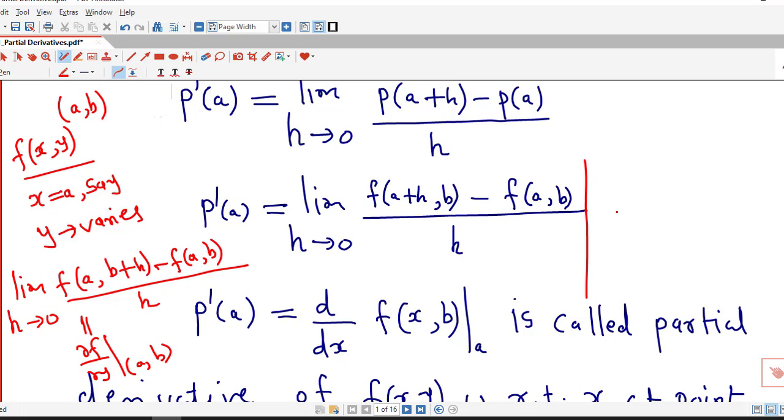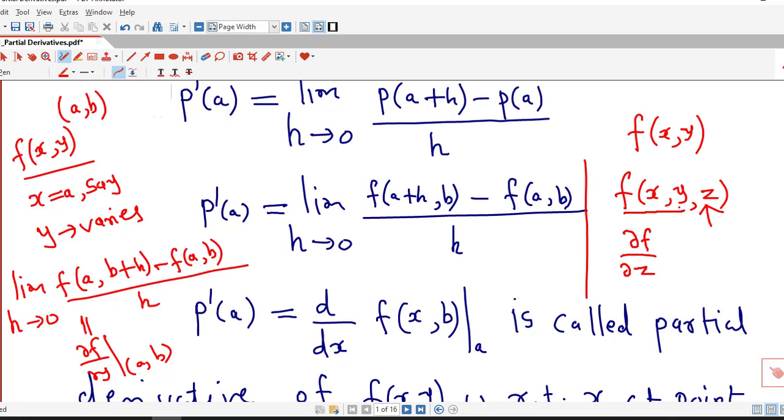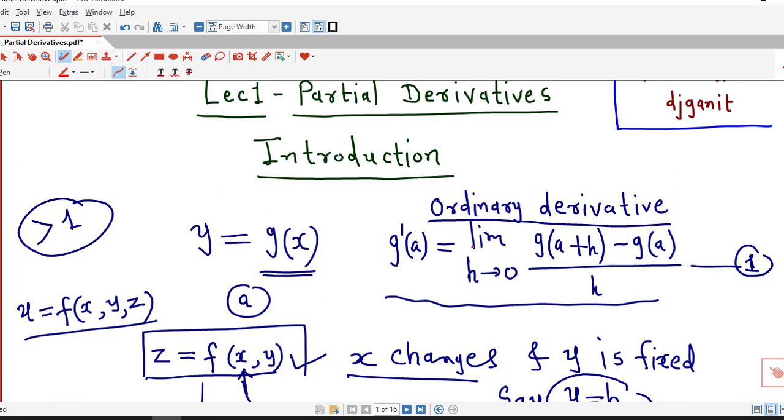So partial derivatives of a function of more than one variable are nothing but ordinary derivatives by keeping the other variables constant. If I am interested in the partial derivative of this function of three variables with respect to z, I will keep x and y as constant. So this will be a function of z only, and I know how to find the ordinary derivative of this function with respect to z. So at that time I will consider x and y as constant. So partial derivatives of functions of more than one variable are nothing but ordinary derivatives with respect to one variable, treating the remaining variables as constant.